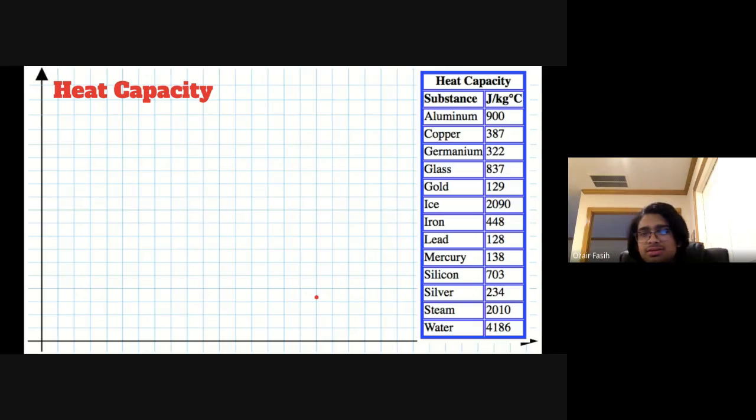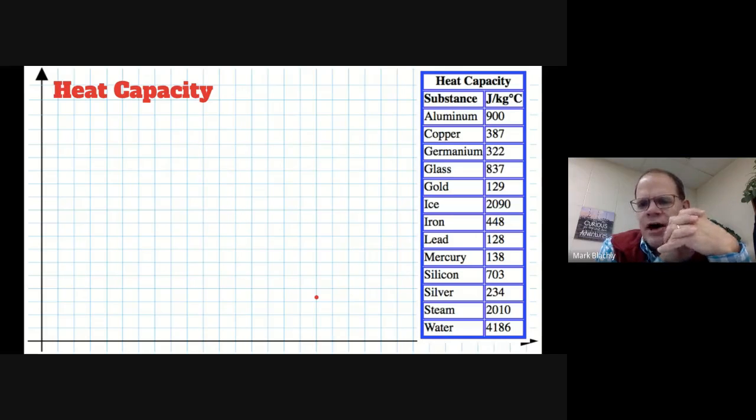Gold? Yeah, who would have thought? Gold has a very small capacity. If you look at the units up here at the top, you can see that is how many joules of energy it takes to make 1 kilogram of that substance get 1 degree warmer. So for gold, it takes 129 joules to make a kilogram of gold 1 degree Celsius warmer.